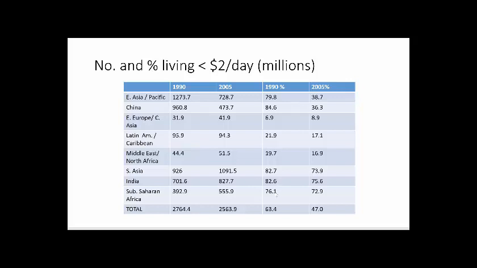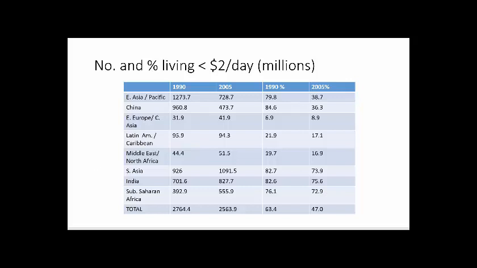But in terms of percentage, the largest percentage of people who were living on less than $2 a day in 1990 were in China, as you can see right here, 84.6%. But in 2005, that had dropped to about 36%. India had gone from 83% to 75%, where you had the least gains. In other words, the area where extreme poverty, though it has gone down, did not go down by much, is sub-Saharan Africa. It went from 76.1% of the population living below $2 a day in 1990 to 72.9% in 2005.